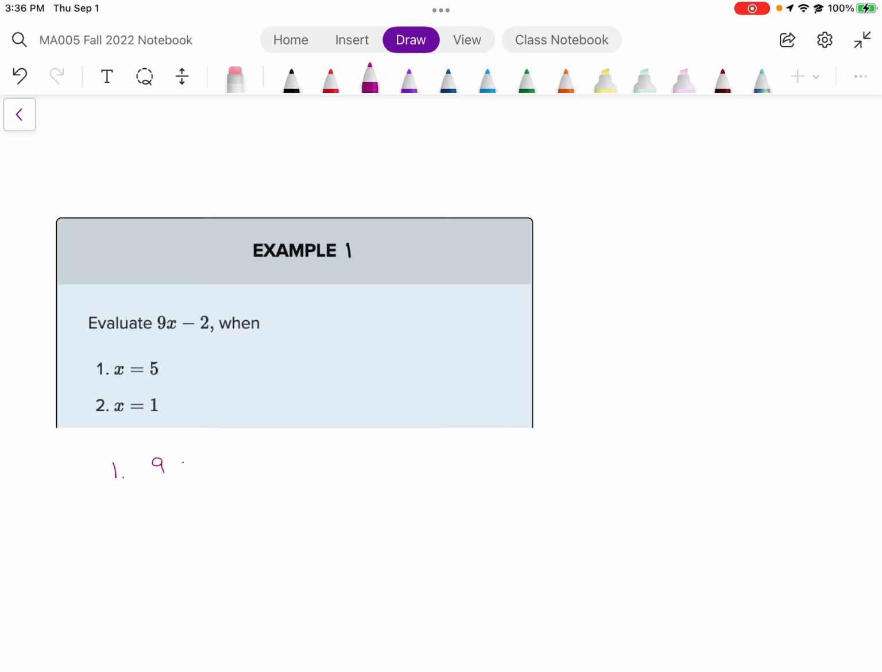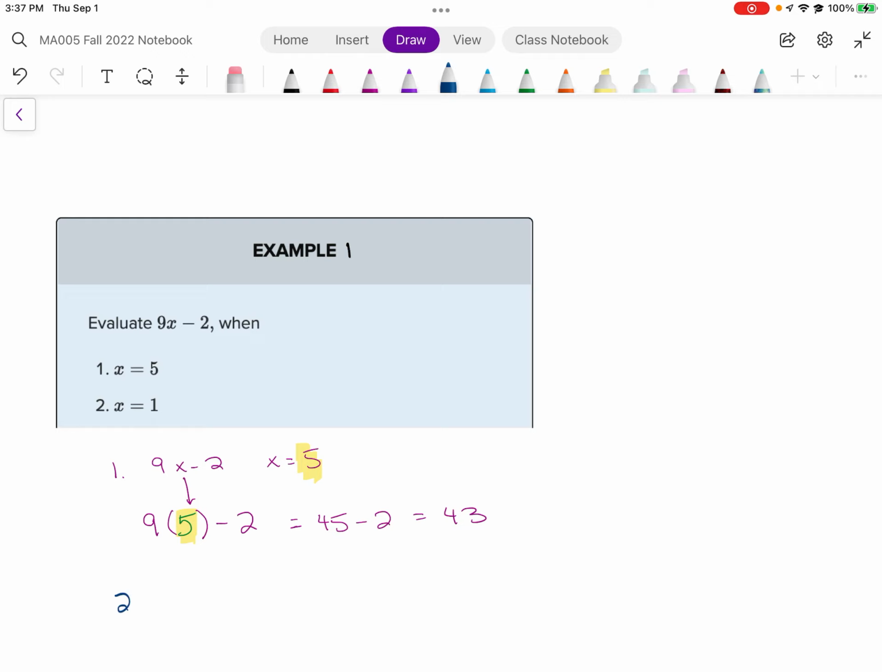All right, so we've got 9x minus 2 when x equals 5. This is an example of having to use parentheses. There's an x right there, and I want to plug in this 5 right here, where the x was. So I'm going to put 5 in right there, and then minus 2. So 9 times 5, minus 2. I get 45 minus 2, which is 43.